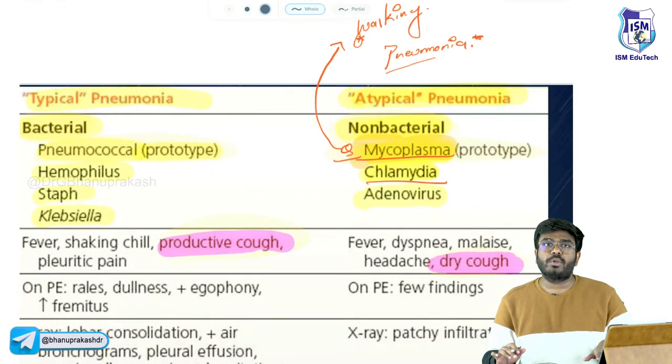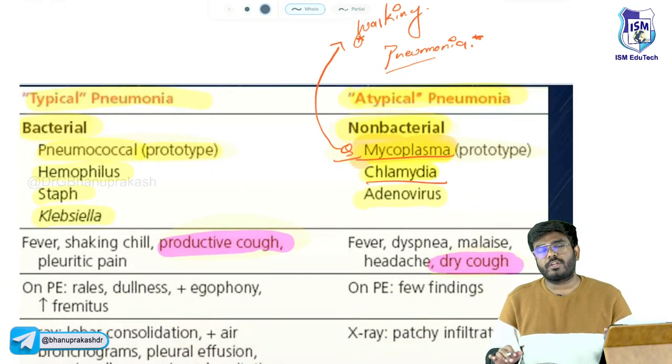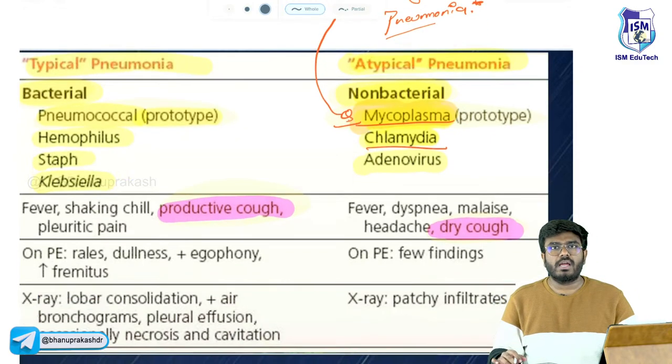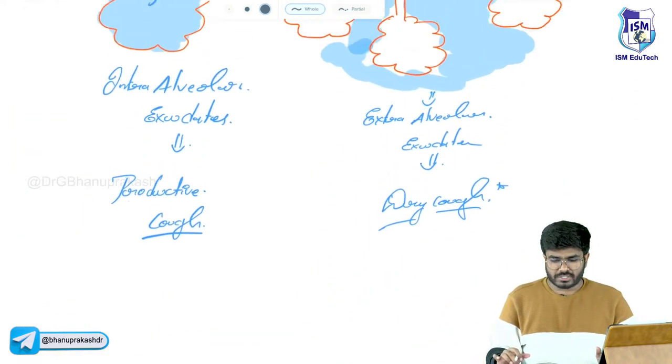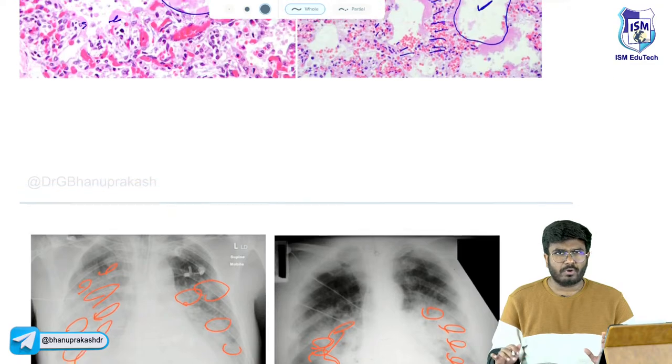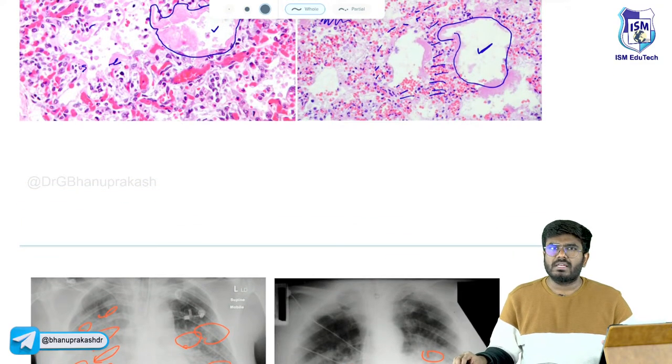Dry cough is seen in atypical pneumonia. Productive cough is seen in typical pneumonia. Intra-alveolar exudates, typical pneumonia. Extra-alveolar exudates, atypical pneumonia. So with this, the pneumonia topic is also completed. Now the miscellaneous topics, whatever was left over that I wanted to discuss.